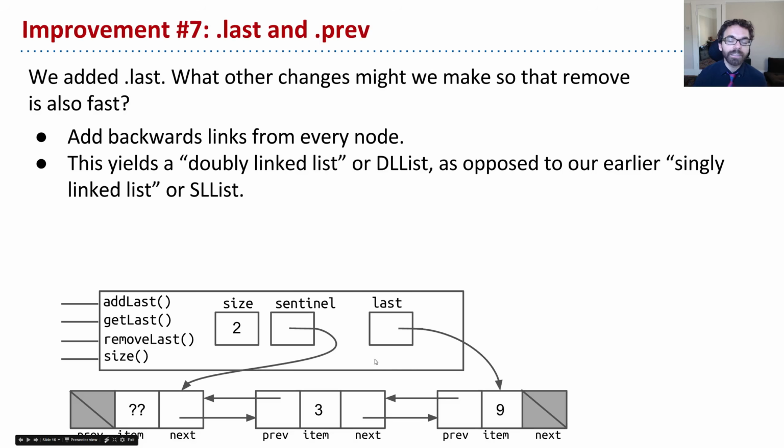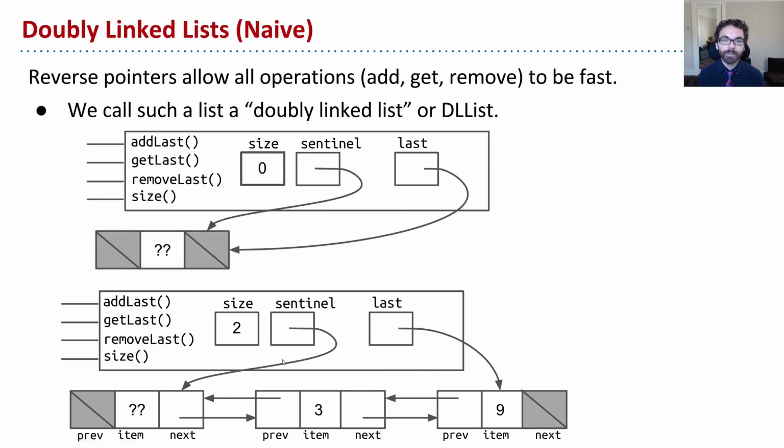So this approach is wonderful. Once we've added these 2 links, our add method is fast, our get method is fast, and our remove method from either of the ends is fast. So any operations involving the ends of the list will take constant time, though operations in the middle will be slower. And we'll talk about alternate approaches for dealing with those later.